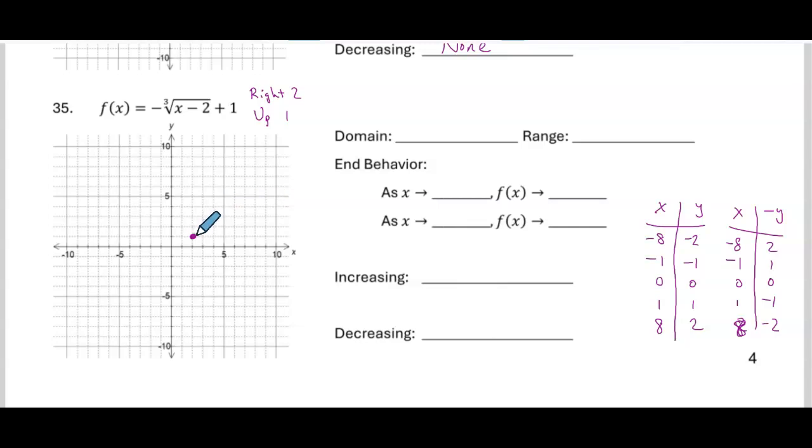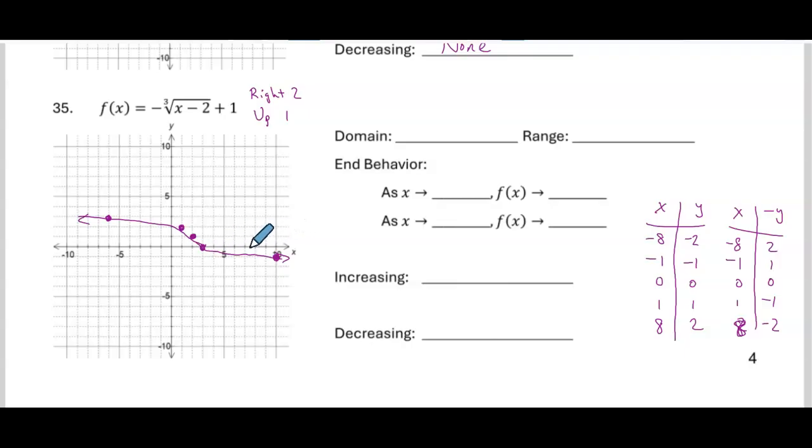So from this spot, if I go back 8, I want to go up 2. Okay, and then from this original spot again, go back 1 and up 1. From the original spot to the right 1 and down 1. And then back to the original spot one more time, to the right 8 and down 2. And then I can connect those with as smooth a curve as possible. I'm sure yours will be better than mine in this case because you've got paper and pencil.